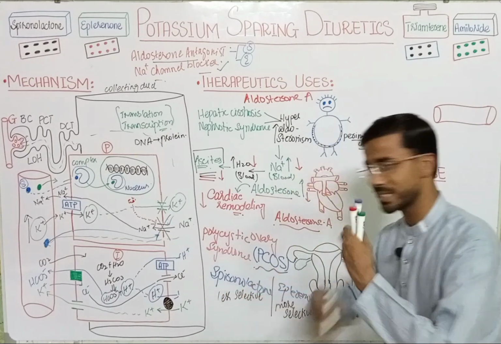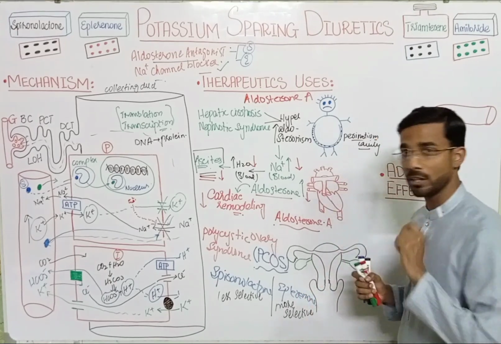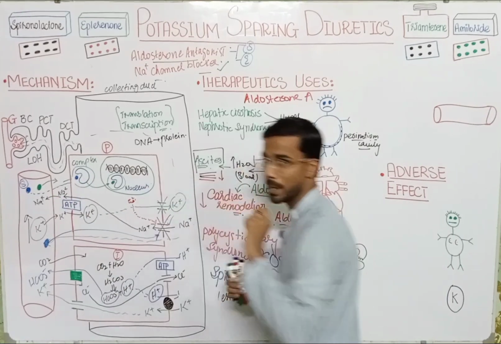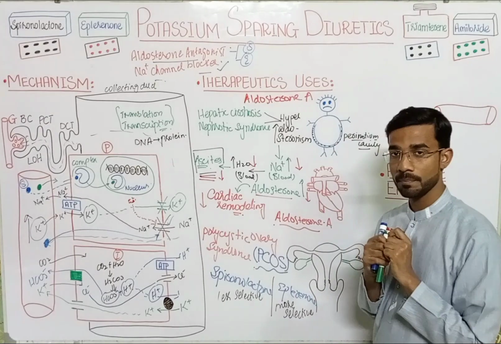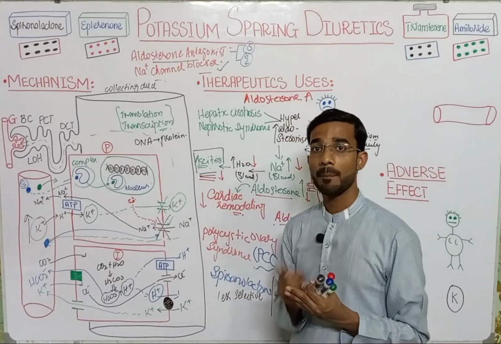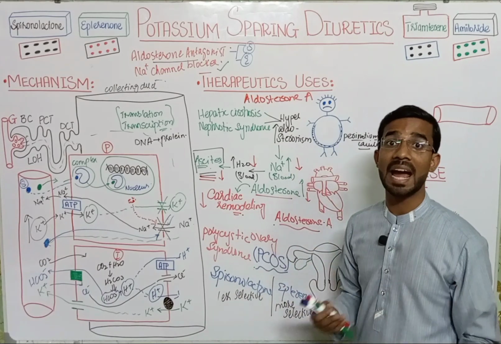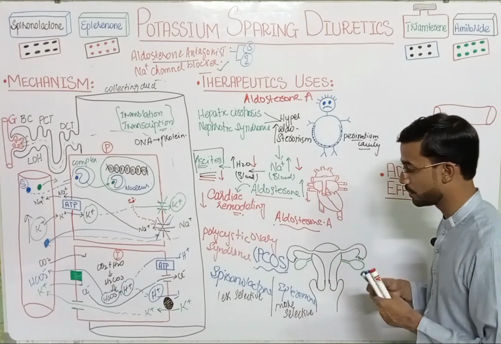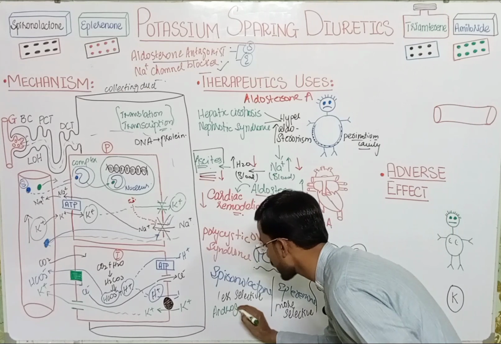What is meant by more selective and less selective? You see, eplerenone specifically binds to the aldosterone receptor in the body. Spironolactone also binds to the aldosterone receptor, but there is another situation: it also binds to the androgen receptor.